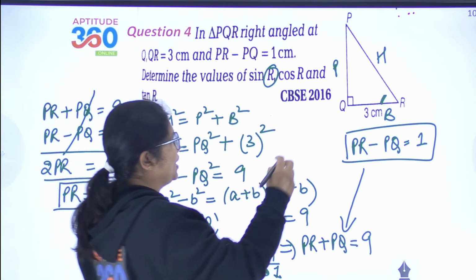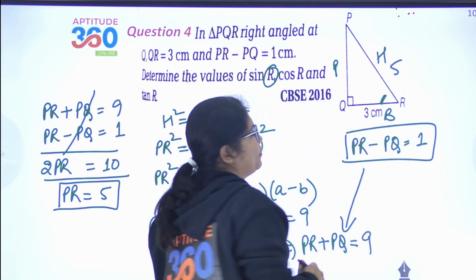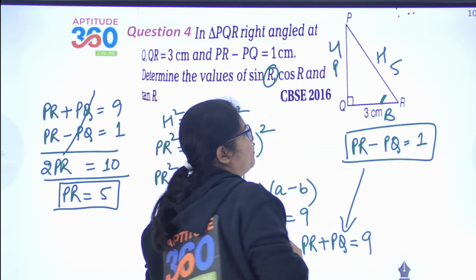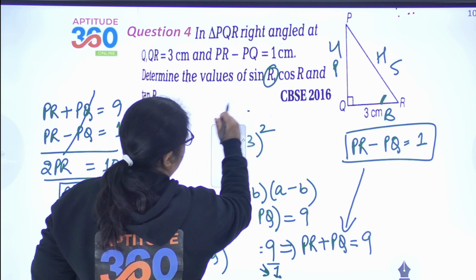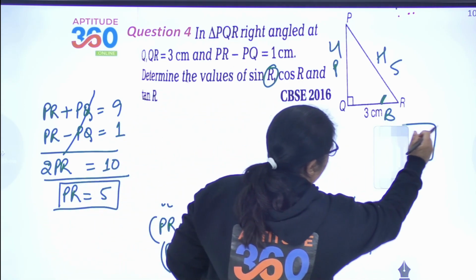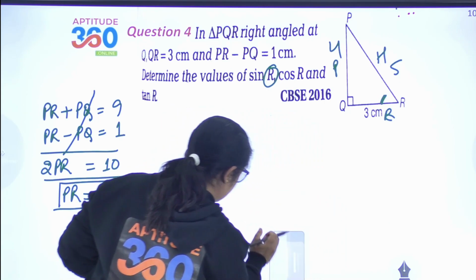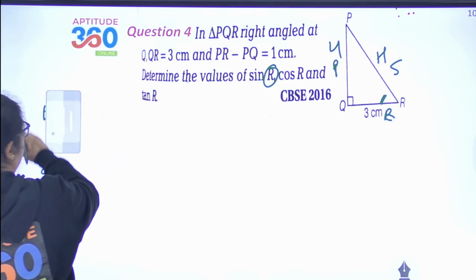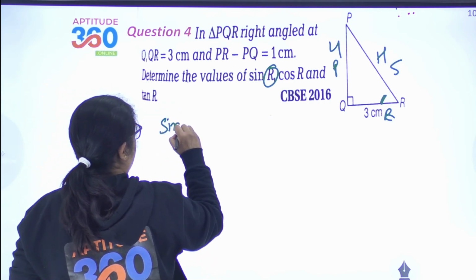Now I've got two sides, PR is 5, I've got this 3, then applying Pythagoras theorem, you will be able to identify the third side, which will be 4. It's a famous Pythagorean triplet, that is why I'm able to apply it again and again. It's 3, 4, 5. Wherever you can see this relationship, you can immediately know that the third side will be 3, 4, 5. Now you have to find the values of sin R.